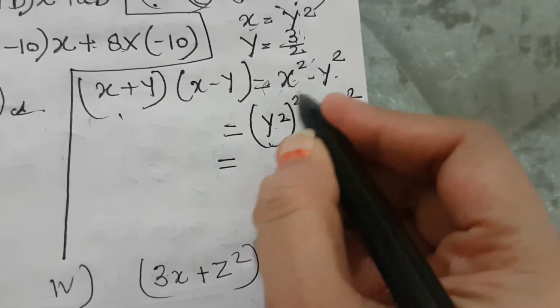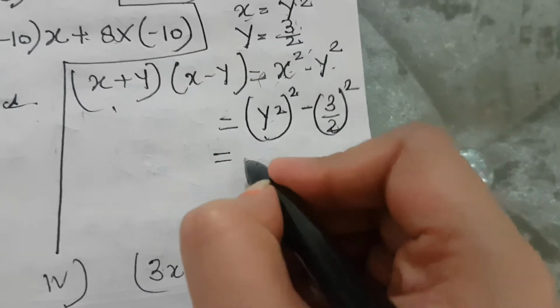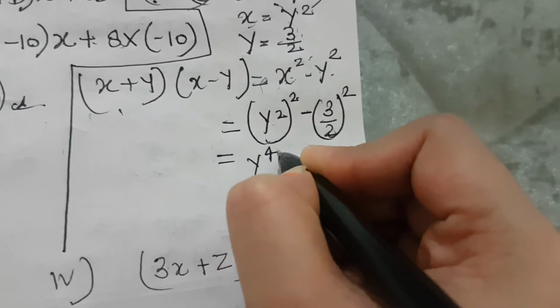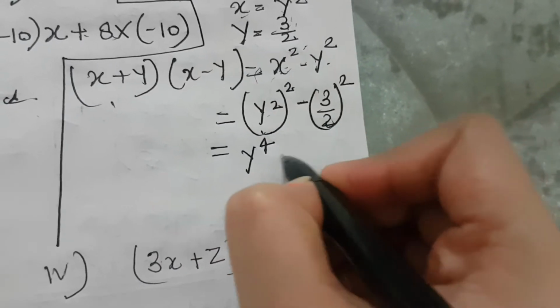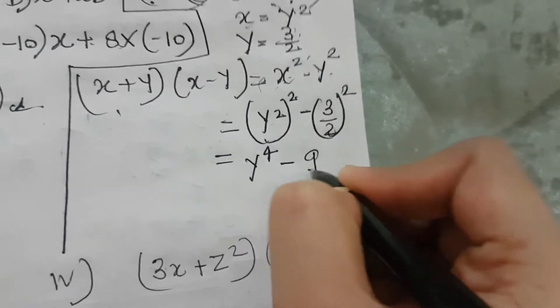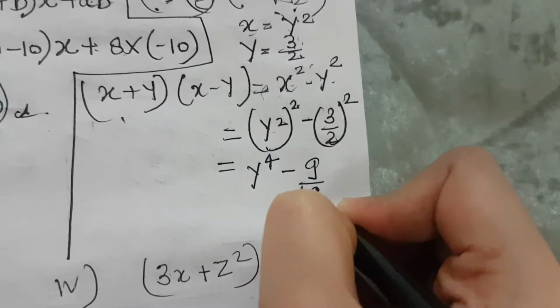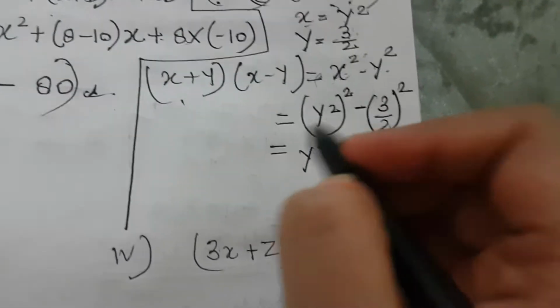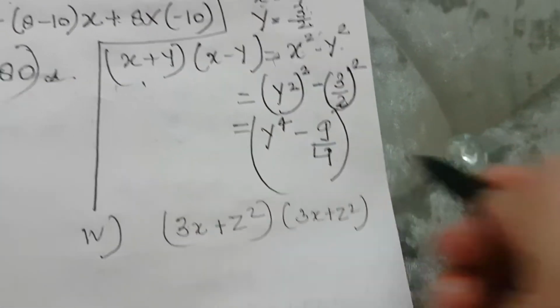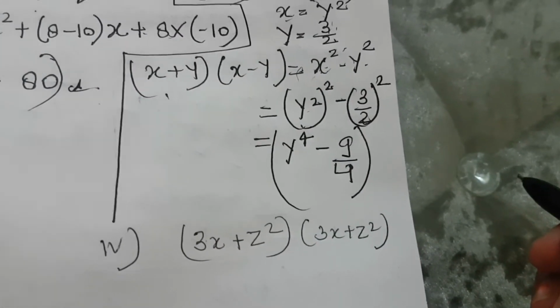So y square whole square means power of power, multiply the powers. We have done exponent and power also. 3 square is 9 and 2 square is 4. So this is the answer. What is the answer? y raised to the power 4 minus 9 by 4. Clear?